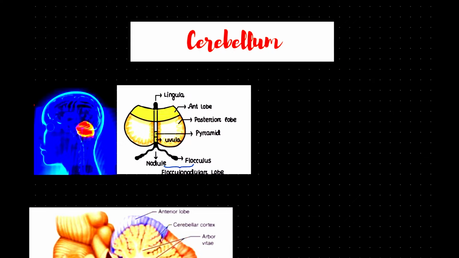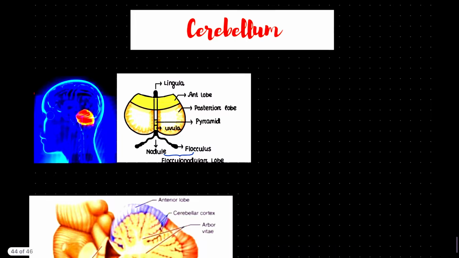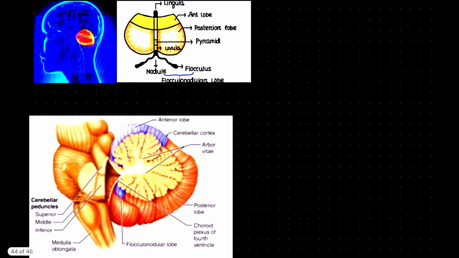Now, the cerebellum. What is the location of the cerebellum? It is present in the posterior cranial fossa. It is leaf-like, as you can see right here. It is a foliated structure, and this is what we call arbor vitae. Now it is present at the roof of the fourth ventricle, right?